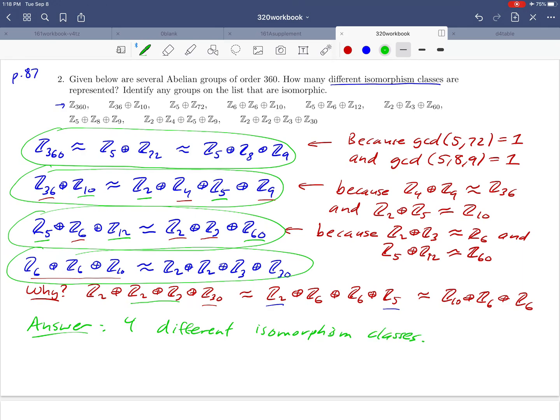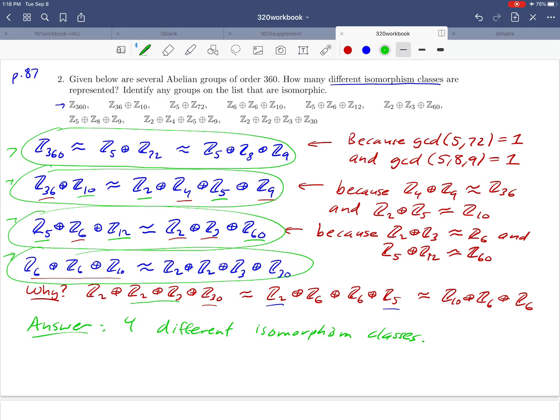I'm hoping you're a little bit skeptical of that, though, a little bit worried about me just jumping to that conclusion. So I've kind of given you some insight as to why some of these groups are isomorphic, but I don't think I've said anything about how we know that the groups in each of these 4 classes are really different from each other. Okay, so we'd have to do a little bit more here to convince ourselves that we've really got 4 different isomorphism classes here.